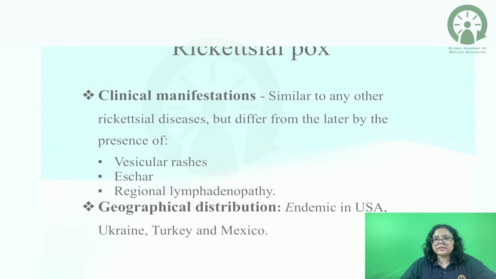Manifestations are similar to other rickettsial diseases but differ from the latter by the presence of vesicular rashes. In the other spotted fever groups we had maculopapular rashes. Here we have vesicular rashes. We have a prominent eschar and regional lymphadenopathy. It is again endemic in the US, Ukraine, Turkey and Mexico.